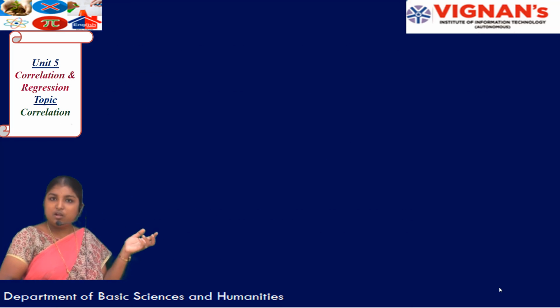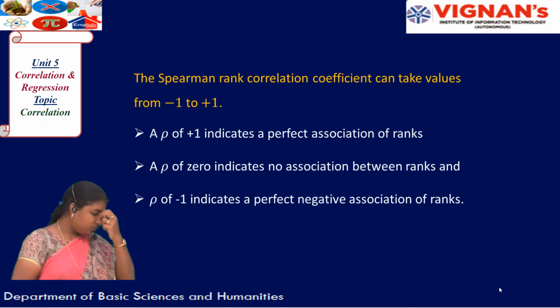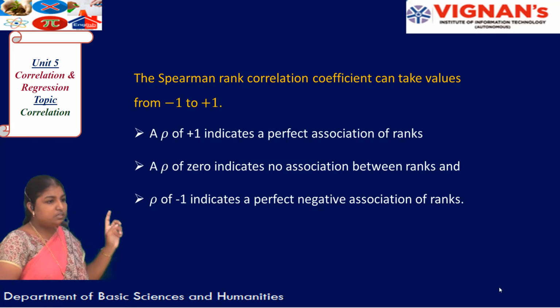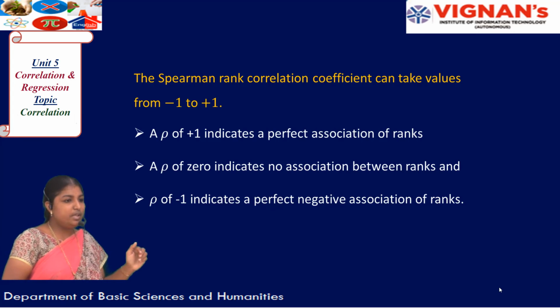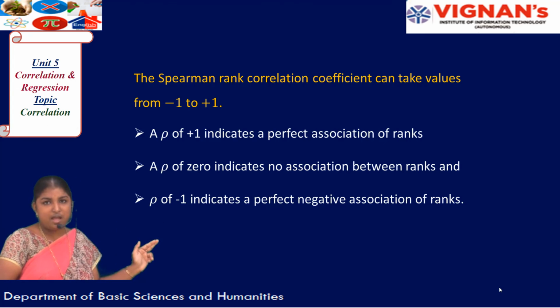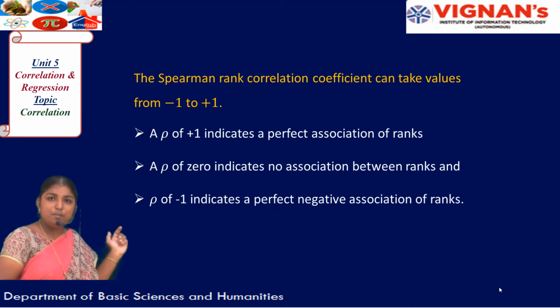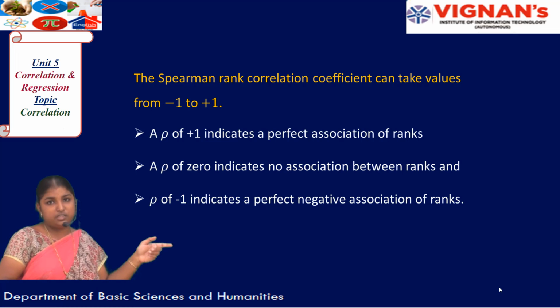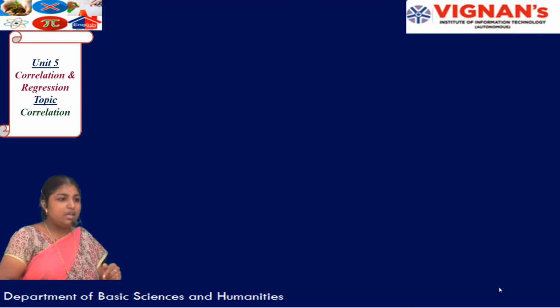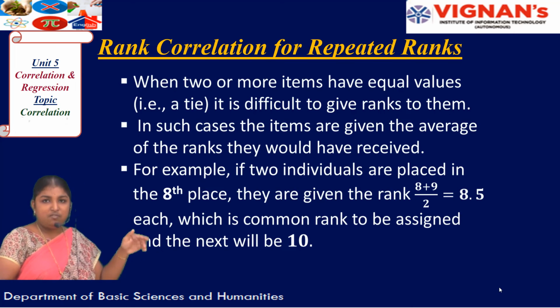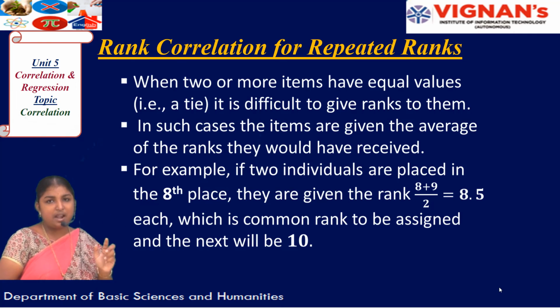The properties of the correlation coefficient: the Spearman's correlation coefficient values are like this. If rho is equal to plus 1, there is a perfect association of ranks. If rho is equal to 0, it indicates no association of the ranks. If rho is equal to minus 1, there is a negative association of the ranks. Suppose any rank is repeated: depending upon the x values, if any value is repeated, we take the average and write down the ranks accordingly.